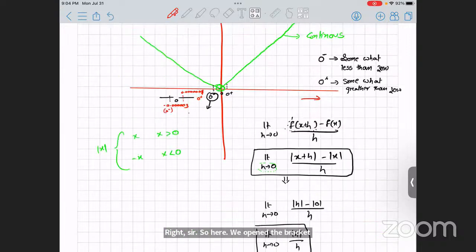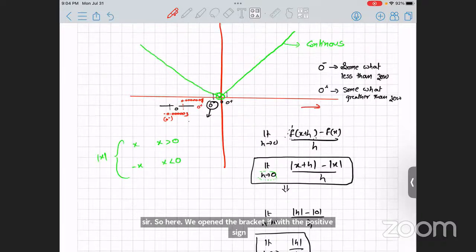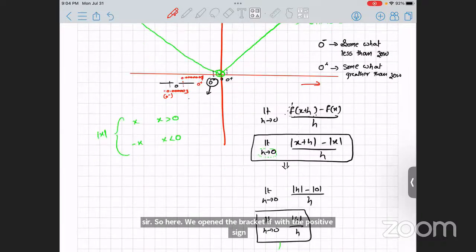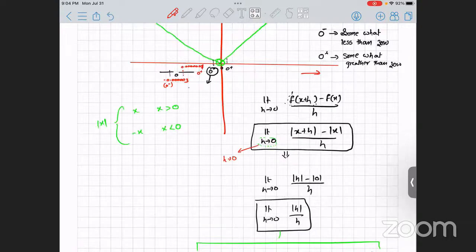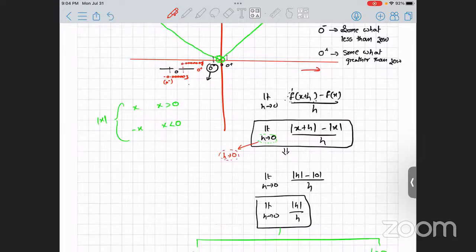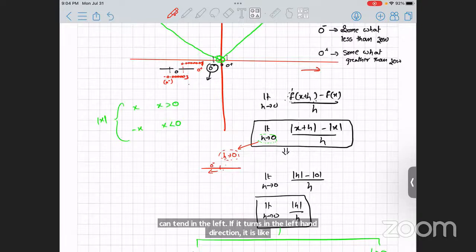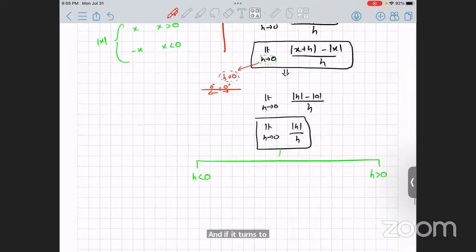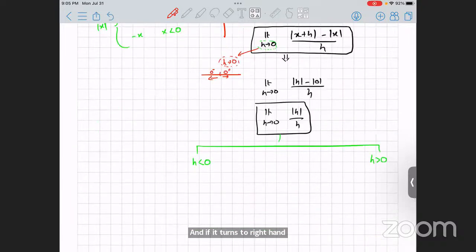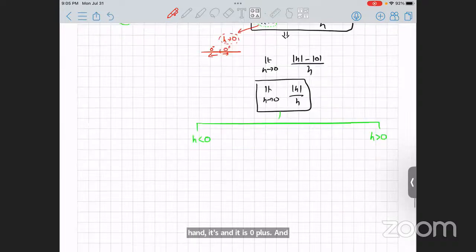Look. Okay, I got you. But listen to this carefully. Don't fix your attention. Whenever h tends to 0, it can tend in both directions. If it tends in the left hand direction, it is the 0 minus direction. And if it tends in the right hand direction, it is the 0 plus direction. After 2 minutes, you will get clarity.